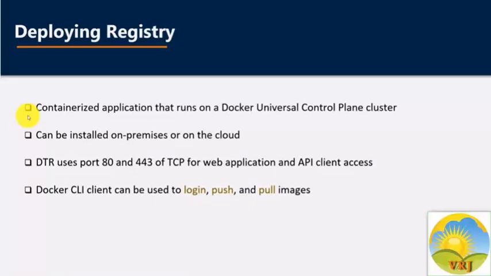DTR is a containerized application that runs on a Docker Universal Control Plane cluster. It needs to be installed on a worker node that is being managed by UCP. You cannot install DTR on a standalone Docker engine. Docker Trusted Registry can be installed on premises or on the cloud. All nodes installing DTR should be worker nodes managed by UCP, that is Universal Control Plane. Recommended production environments for the nodes are 16 GB of RAM, 4 vCPUs, and 25 to 100 GB of free disk space. DTR uses port 80 and 443 of TCP for web applications and API client access.